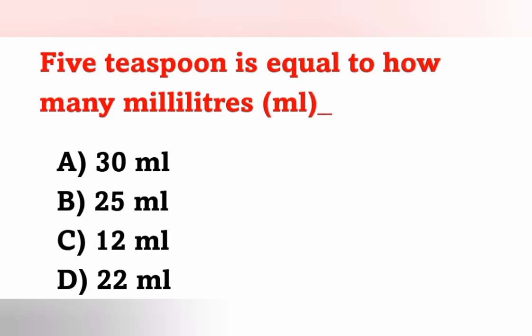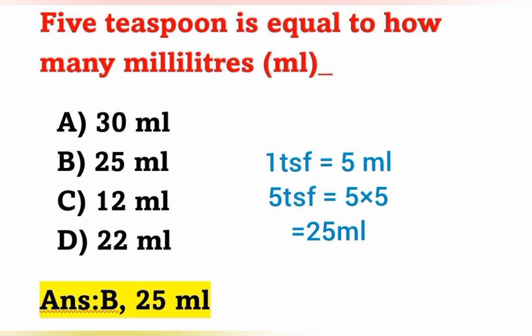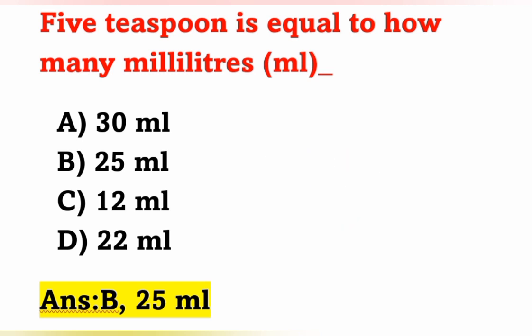Move on to the next question. 5 teaspoon is equal to how many milliliters? Options: option A 30 ml, option B 25 ml, option C 12 ml, option D 22 ml. 5 teaspoon is equal to 25 ml. That is, 1 teaspoon is equal to 5 ml. So 5 teaspoon is equal to 5 into 5, 25 ml.